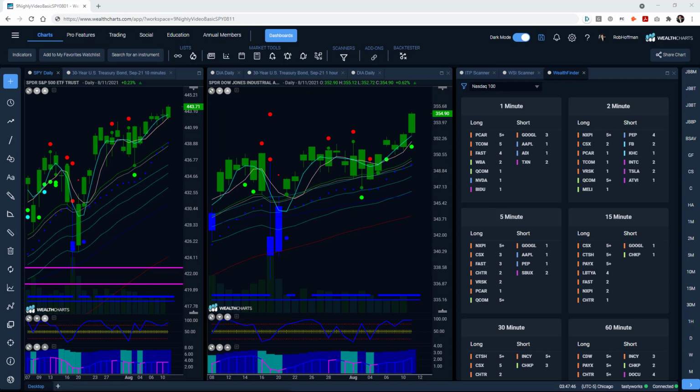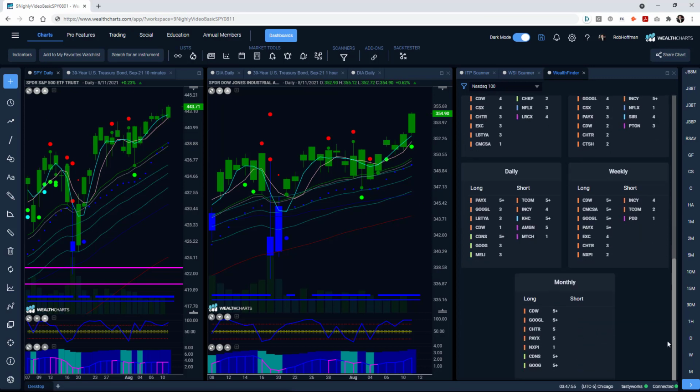Of course, you see we're still above the speed lines right now, so focusing on those long side trades, we're above the channels. So in general, you know the drill. We're going ahead and using wealth charts and wealth finder and ITP tools and all sorts of wonderful tools to go ahead and find those.